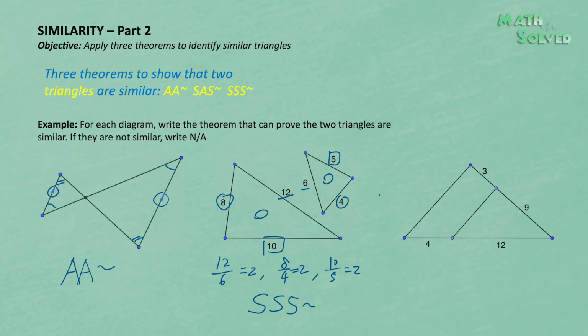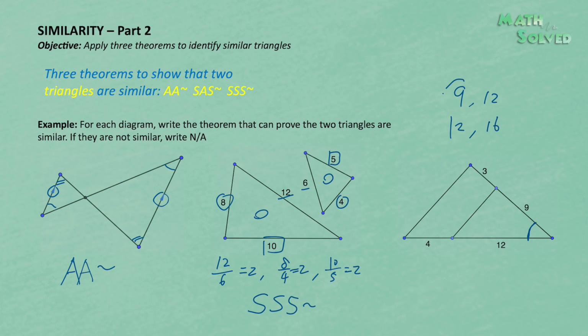And then in the third diagram, you can notice these two triangles have a common angle. And the two sides in the small triangle are 9 and 12. And the two sides in the big triangle are 3 plus 9, 12, and 4 plus 12, 16. Again, the shorter side is corresponding to the shorter side. The longer side is corresponding to the longer side.